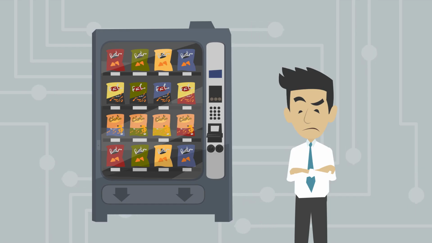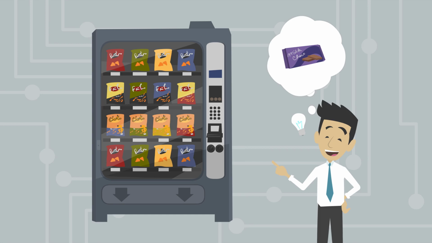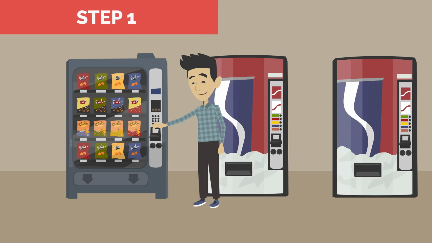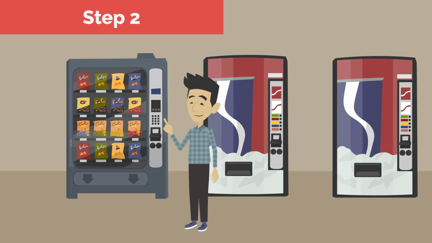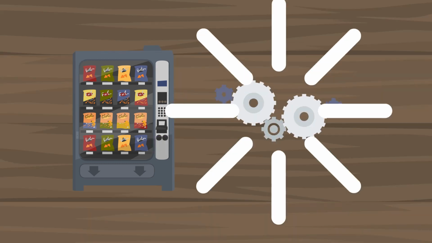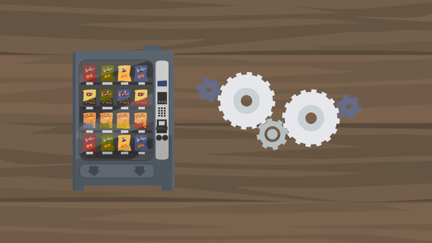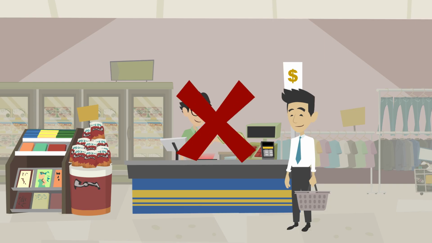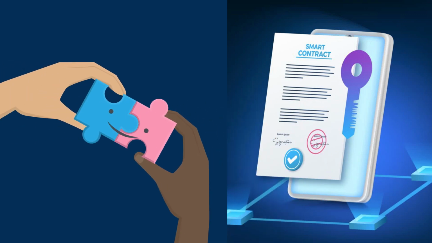Think of a vending machine. If you want to get a snack out of the vending machine, you need to perform certain actions in order to get the snack. First, you have to insert the coin. Secondly, you need to enter the code for the specific snack. And thirdly, you grab the snack from the vending machine. All these actions have been done automatically by the vending machine. You don't need a third party to collect the money and give you the snack. This is the way a smart contract works.